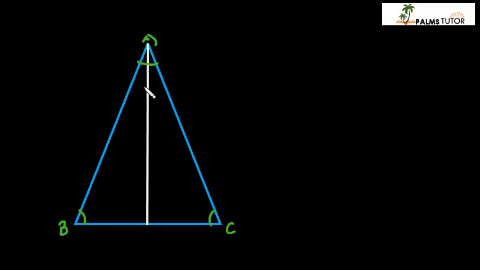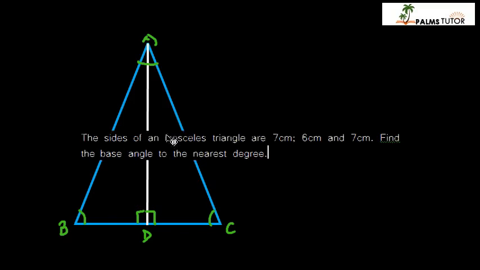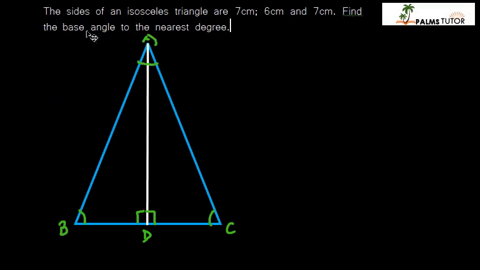Drawing a line from the apex of an isosceles triangle perpendicular to the baseline gives two right-angled triangles, ADB and ADC, both right-angled at D. Now, we have a question which says the sides of an isosceles triangle are 7 centimeters, 6 centimeters, and 7 centimeters.